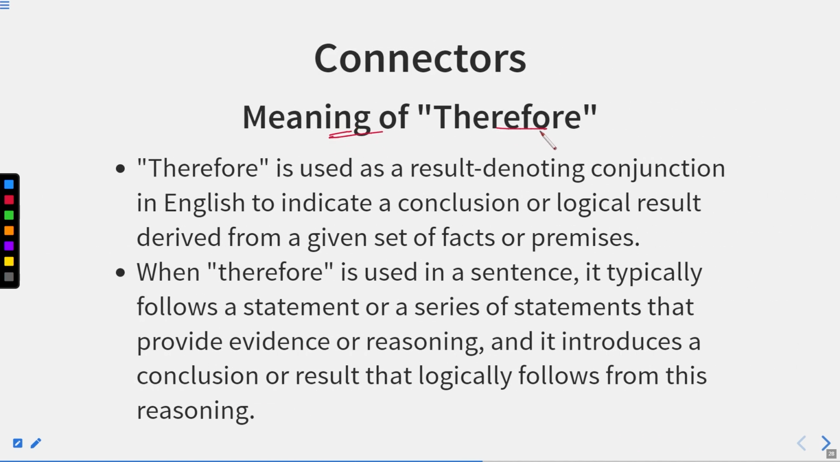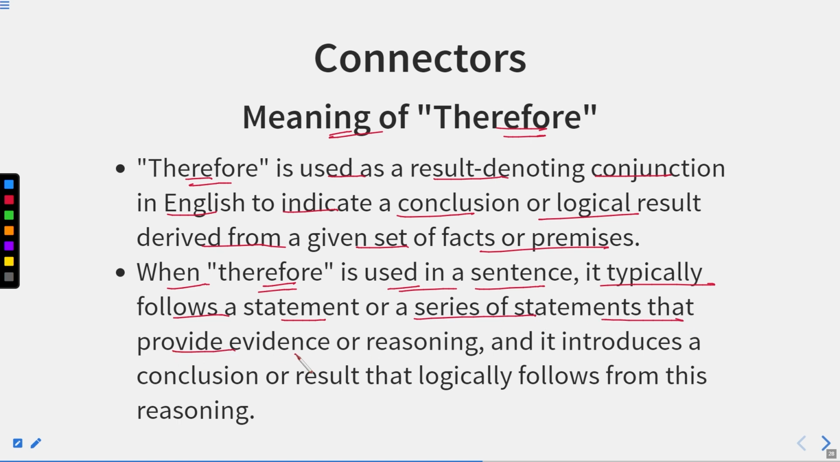So first of all, we'll discuss the meaning of therefore. Therefore is used as a result denoting conjunction in English to indicate a conclusion or logical result derived from a given set of facts or premises. When therefore is used in a sentence, it typically follows a statement or a series of statements that provide evidence or reasoning, and it introduces a conclusion or result that logically follows from this reasoning.